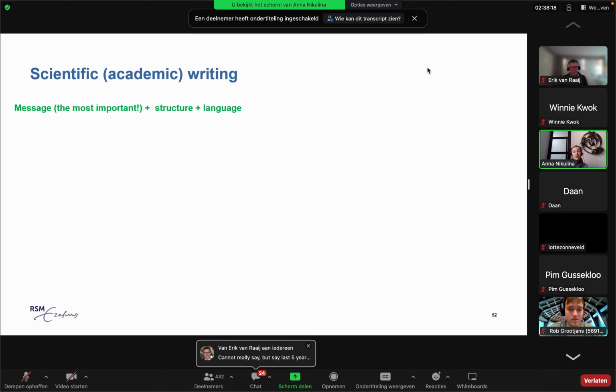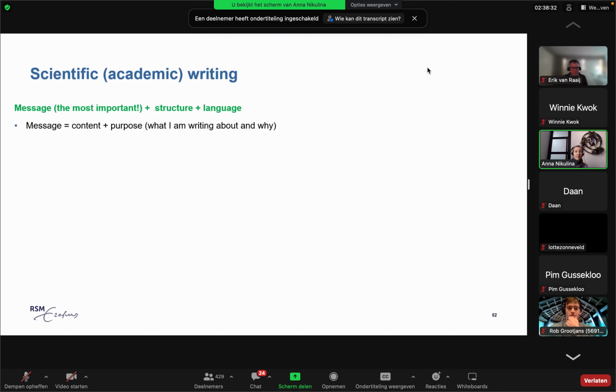Then comes the structure, so how you organize your message. And only then comes the language. Yes, it is about using the right terms. It's about using professional, let's say, dry academic writing, but it will not save you if your structure and message are not there. Message means content and purpose.